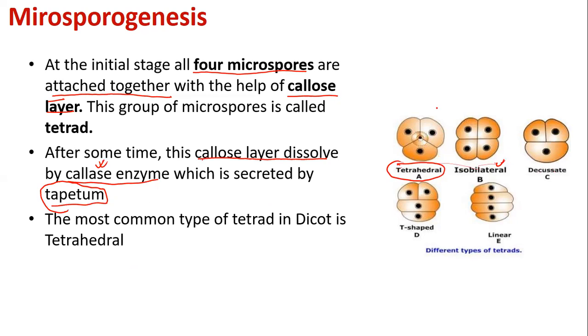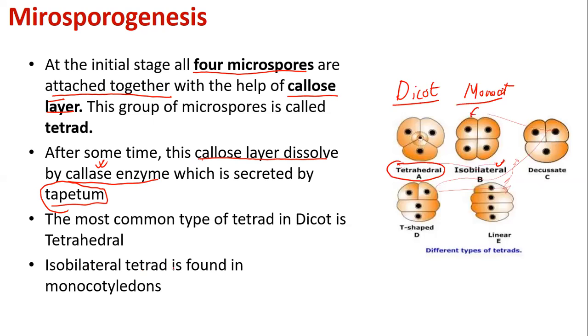But you please remember these two things. In case of dicot plant, what happens? We see the tetrahedral. In case of monocot, what happens? We see the isobilateral. Rest is very, very specific. No need to memorize from NEET point of view, right? So isobilateral are found in monocot, and tetrahedral is found in case of dicot, right? So the important thing is that there is a callase enzyme that is going to dissolve the callose and eventually free the microspore. Please note it.